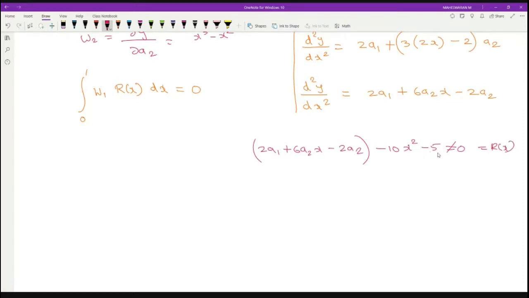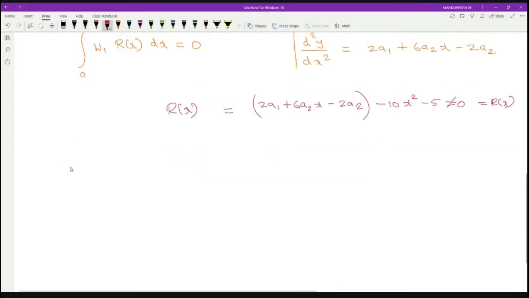Sometimes you will forget this 5, so I have to bring it to one side. So this is my R of x. My R of x is this equation. Now I can substitute it.